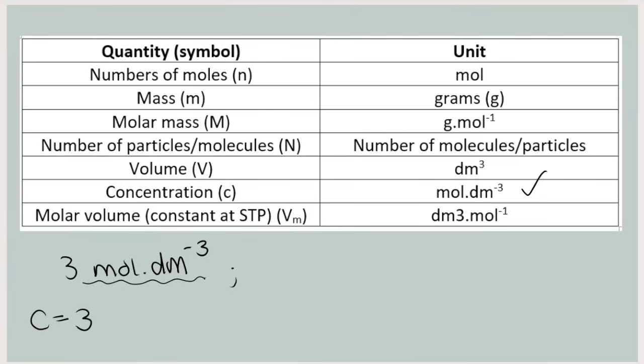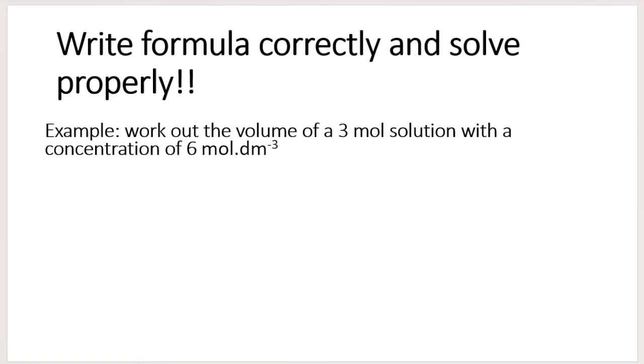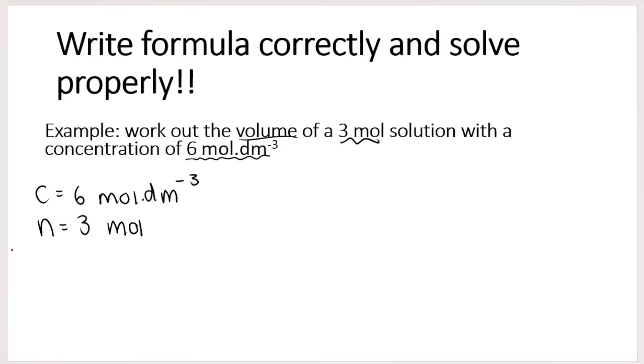Then the very next thing that I want to speak about before we go through the formulas is you need to know how to write your formulas correctly and solve properly. So for example, if I say work out the volume of a 3 mole solution with a concentration of 6 moles per cubic decimeter. Now, first of all, they're being nice because they're telling you that this is concentration. So concentration is 6 moles per cubic decimeter. Then we also have moles that's given over here. So that's n, 3 moles. And then they want us to work out the volume.